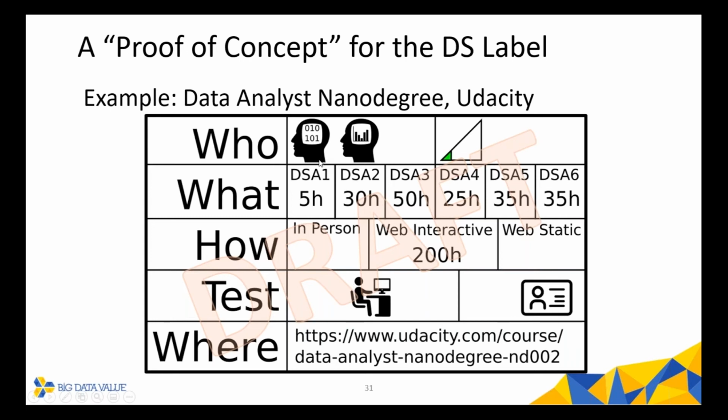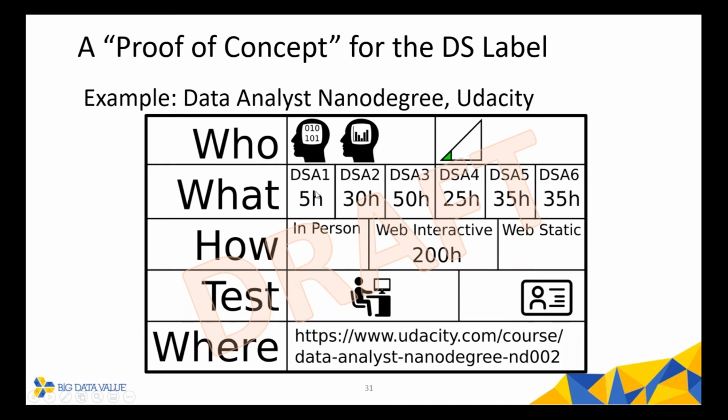Like for here, it would graphically say who this degree is targeting. So in this case, it would be data scientists who are more at the analytics level and more at the programming level. Very low level programming.